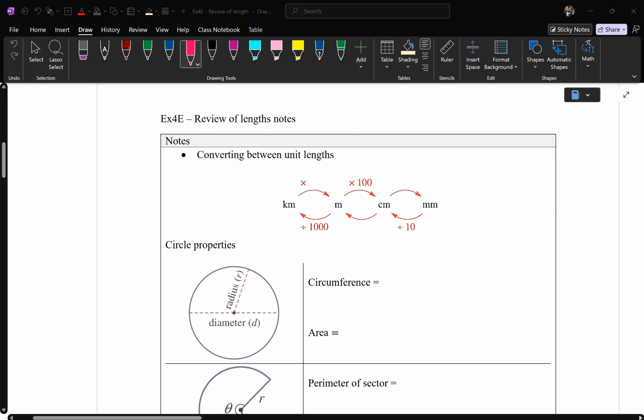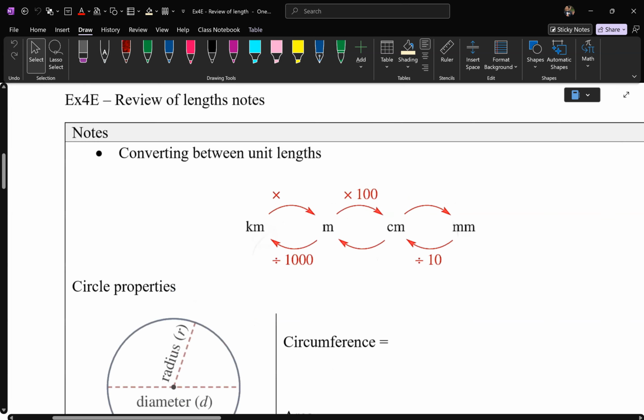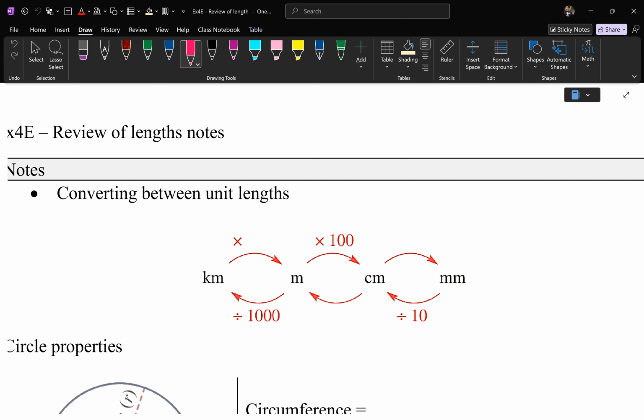Today's lesson 4E review of length notes. Now the first part up here, it's just conversions. You do need to know how to convert, say, from length to area to volume units. Length is pretty straightforward. Let's see if you remember.